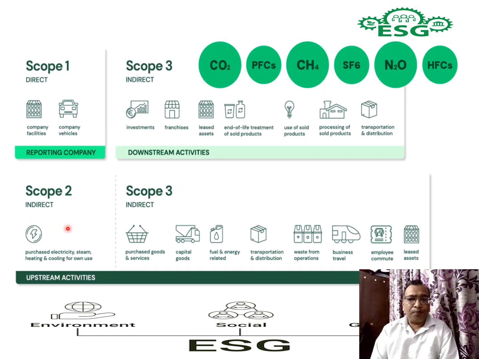Then this is a pictorial representation of scope 1, scope 2; scope 3 we are going to talk about in a different presentation. So scope 1, as I have already told, is direct emission directly from the company facilities or outsourced facilities and company vehicles. So this should be part of scope 1 direct emissions of greenhouse gases. And scope 2 is the indirect emission, that is purchased electricity for generation of steam, heating and cooling, or for any own use. So these are the important factors of scope 1 and scope 2.